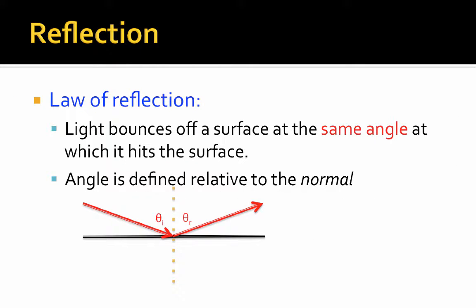So let's start off simple. The law of reflection says that light bounces off of a surface at the same angle at which it hits the surface. And what we say as an equation is theta I equals theta R. The angle theta is defined relative to the normal, being perpendicular to our surface. So in this case, the black line is our surface, the dotted line is the normal, and the red line is our incident beam and our reflected beam.